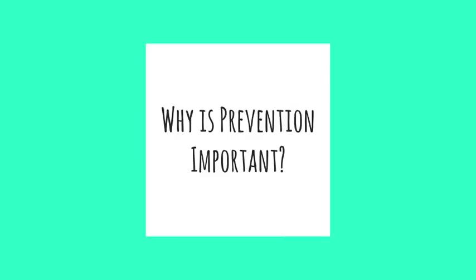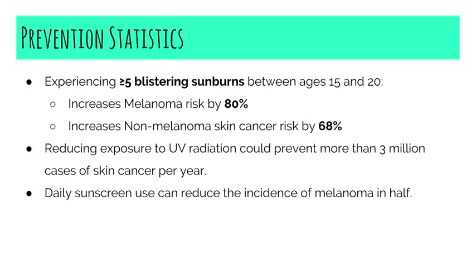So why is prevention important? Experiencing more than 5 blistering sunburns between the ages of 15 and 20 increases melanoma risk by 80% and increases non-melanoma skin cancer risk by 68%. Also, reducing exposure to UV radiation could prevent more than 3 million cases of skin cancer per year. Just by using sunscreen on a daily basis, you can reduce the incidence of melanoma in half.